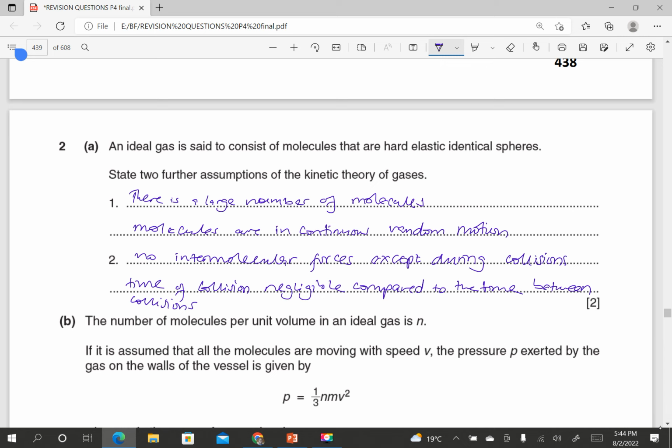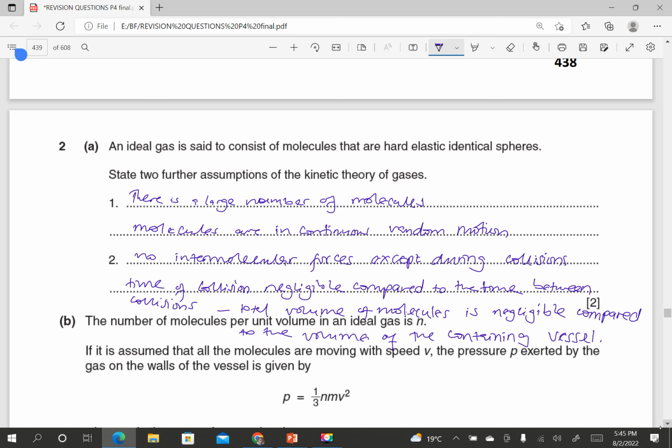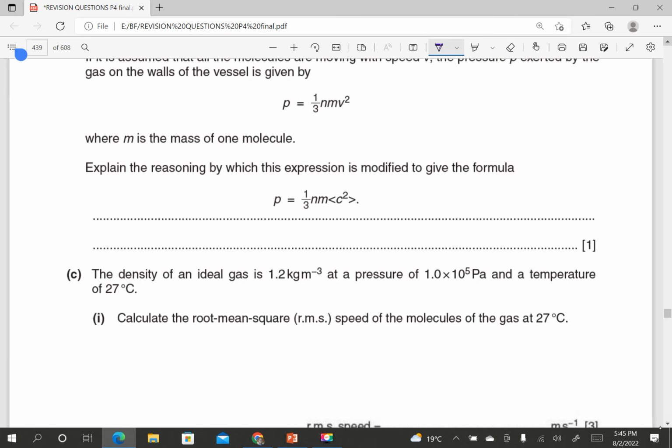Another one: the total volume of molecules is negligible compared to the volume of the containing vessel. When you add the volume of all the molecules, you notice that the total volume of the molecules is too small compared to the volume of the containing vessel. Okay, so those are the assumptions. I think they are now part of us. We don't need to think much about them.